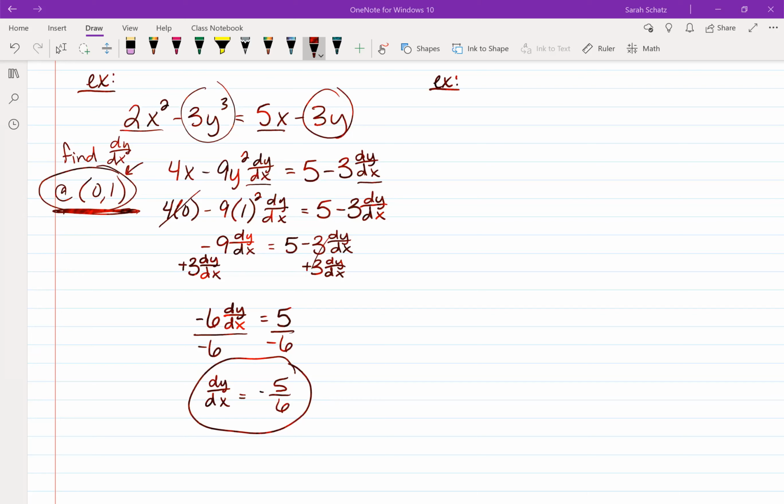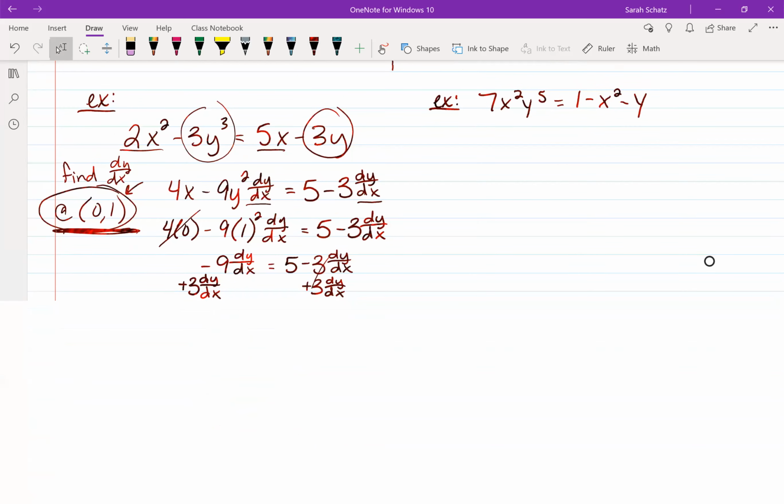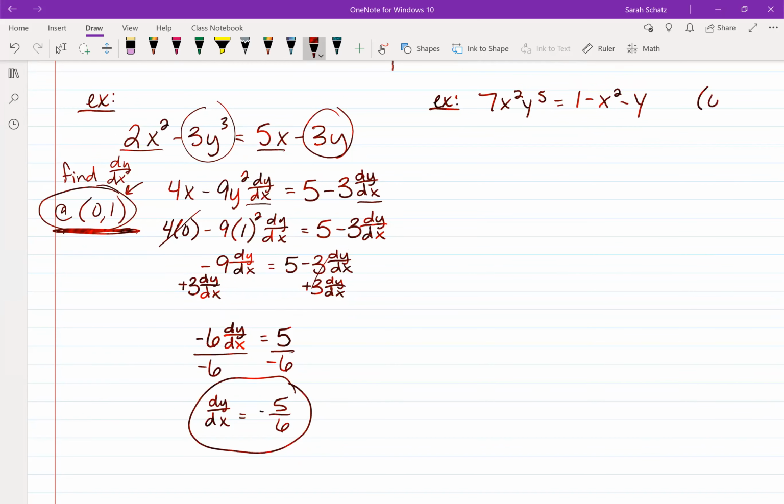So on this one, I've got a product rule. I want to do 7x squared y to the 5th. That's the one side, so let me get that down. So I have 7x squared y to the 5th equals 1 minus x squared minus y. So this is the equation. I'm going to find dy dx for this equation. And the point I want to find it at, again, you guys, is (0, 1).